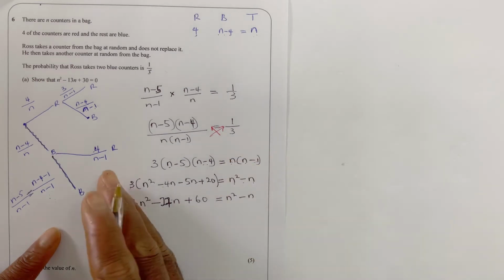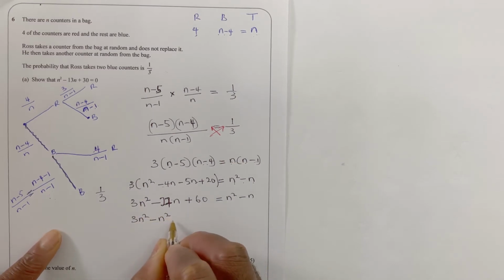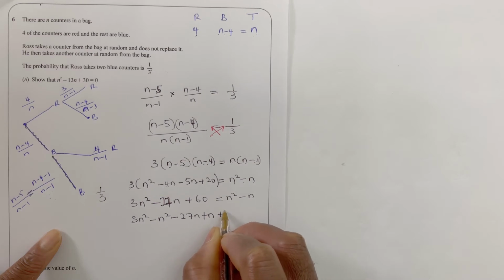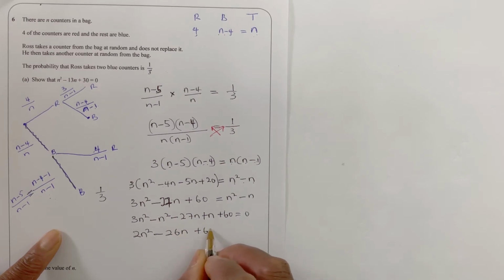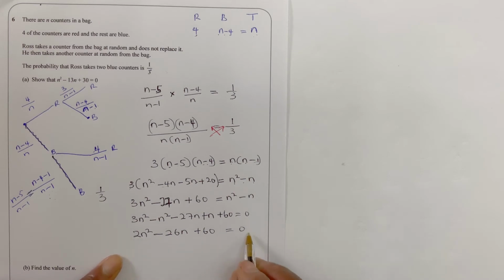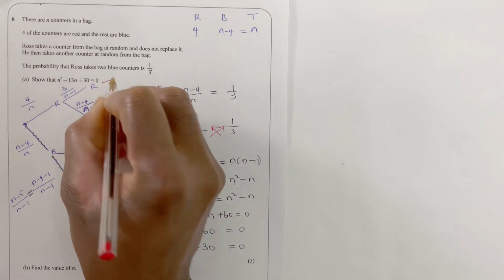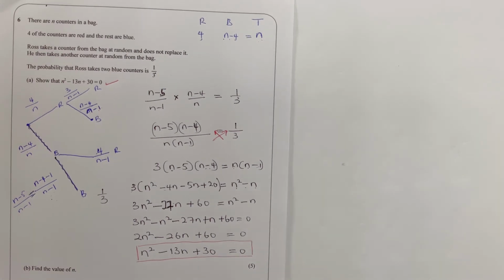Take everything on the right to the left, so that would be 3n squared minus n squared minus 27n plus n plus 60 equal to 0. So that would be 2n squared minus 26n plus 60 equal to 0. If I divide both sides by 2, I'm going to get n squared minus 13n plus 30 equal to 0. And that satisfies the question that we need to show. So that's the first part, and that's 5 marks.